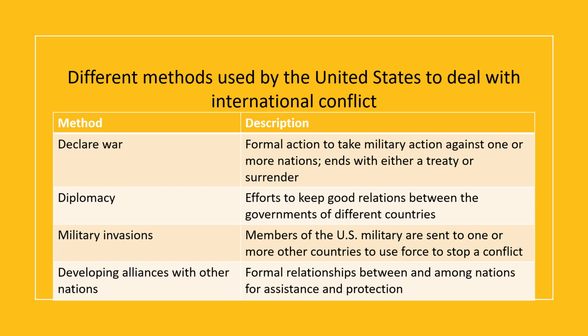With military invasions, members of the United States military are sent to one or more other countries to use force to stop a conflict. And then the United States has also developed alliances with other nations. Alliances are formal relationships between and among nations for assistance and cooperation. So this might be an international organization or forming a formal relationship through a treaty or an executive agreement. Here we have the formation of these alliances and these partnerships.